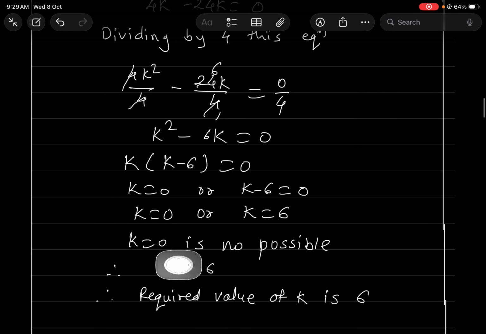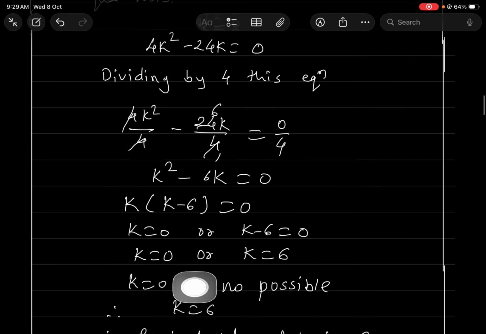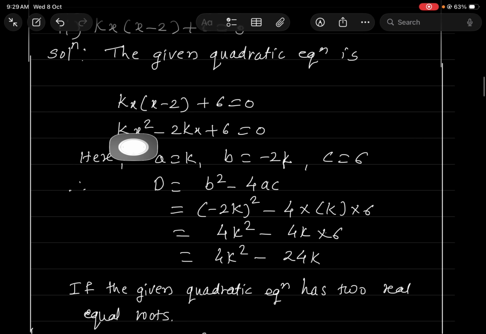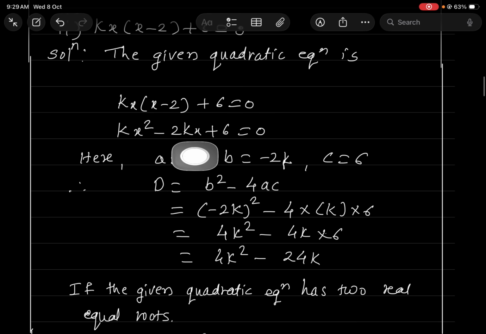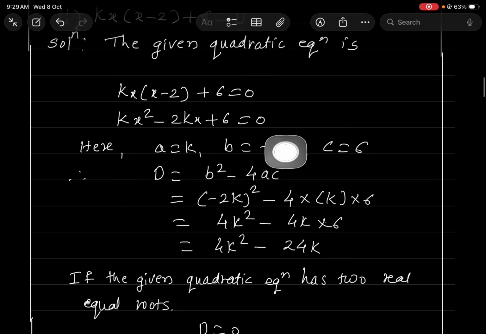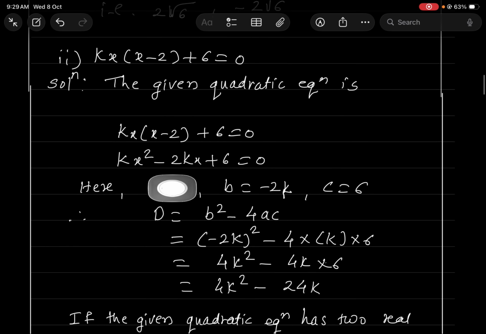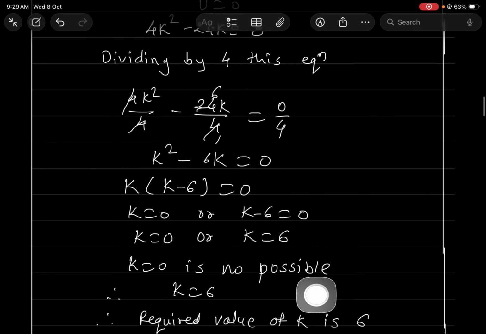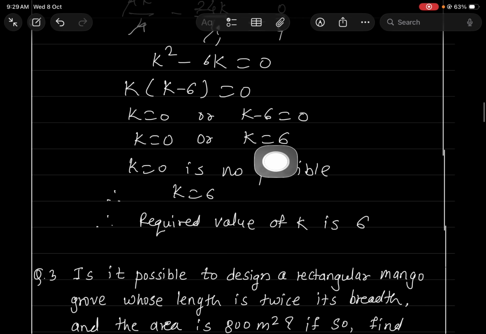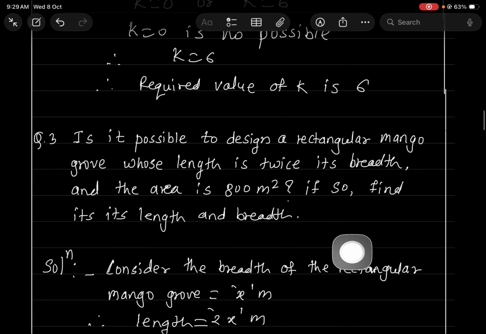So k equal to 0 is not possible. Why not possible? See here, if you put k equal to 0, this term will come 0, and only 6 remains, which means this quadratic equation is not there. But they told us this is a quadratic equation with equal roots. So what do we have to do? k equal to 0 is not possible, so we have to consider k equal to 6. So the required value of k is 6.